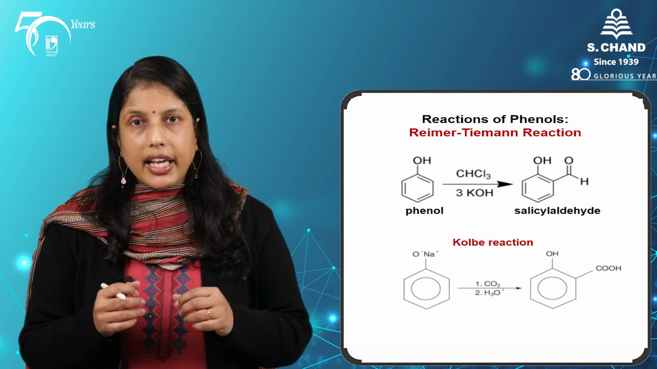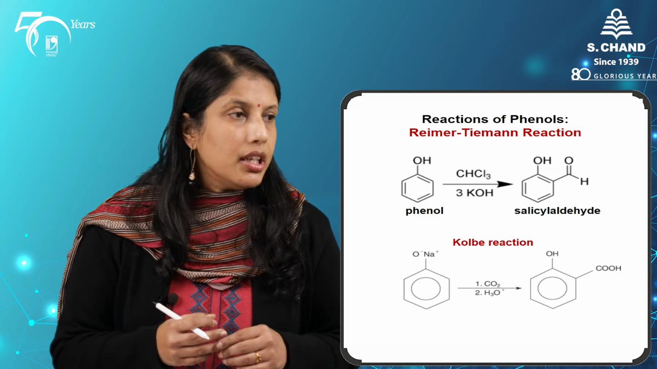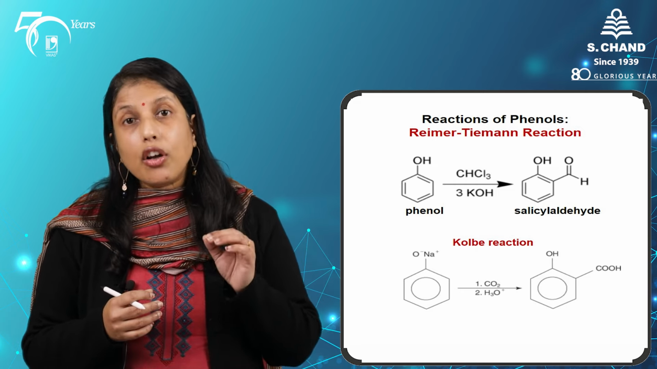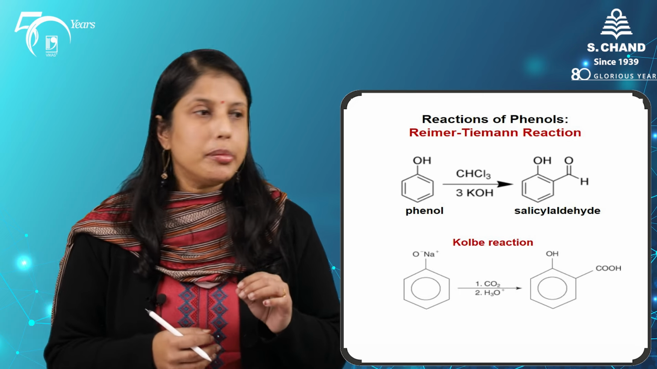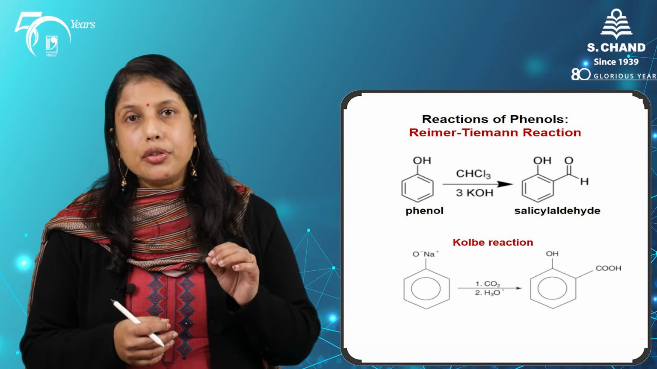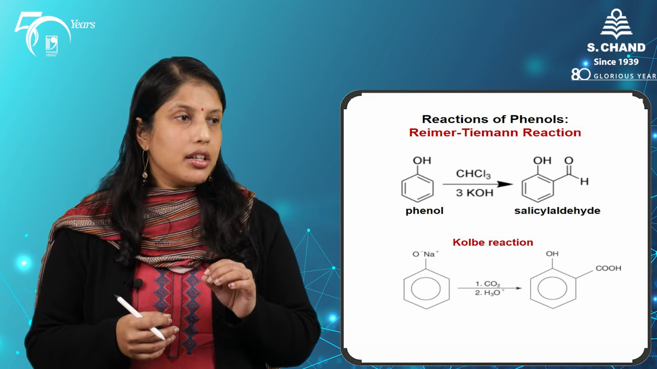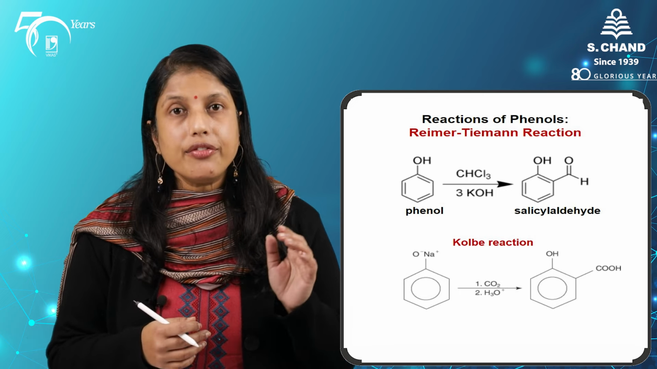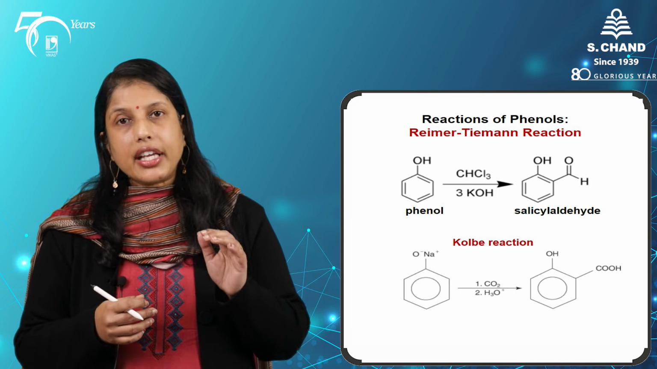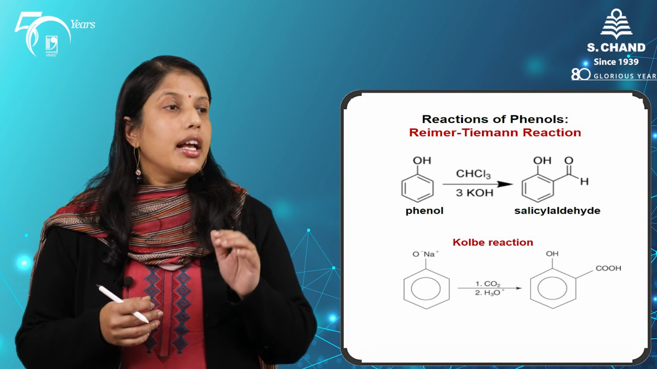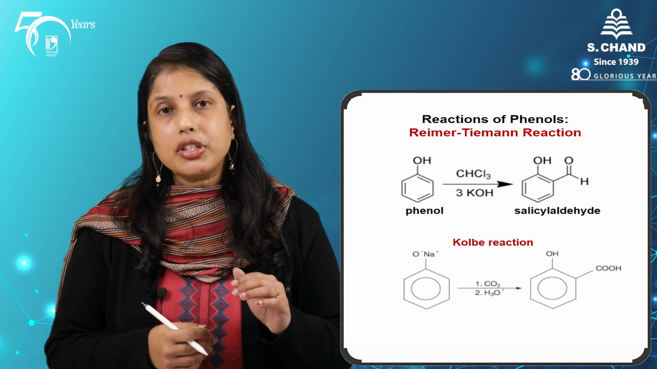The Kolbe's reaction is an example of the reaction of the phenoxide ion with carbon dioxide, and it produces a carboxylate. So for example, sodium phenoxide, when it reacts with carbon dioxide, it produces the sodium salt of salicylic acid.